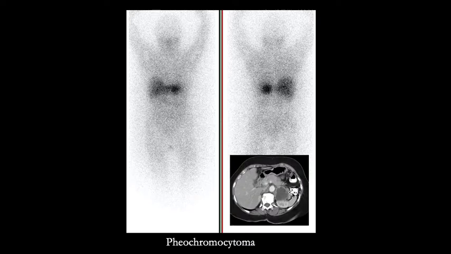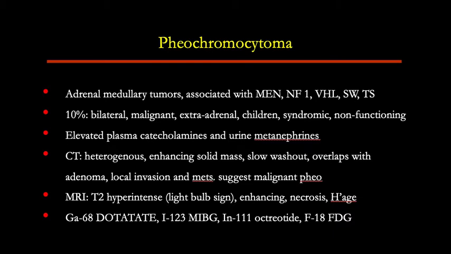We are looking at a left adrenal pheochromocytoma in this patient, seen here on the anterior and posterior whole body images using I-123 MIBG. So what do we want to remember regarding pheochromocytomas? These are adrenal medullary tumors associated with multiple endocrine neoplasia, neurofibromatosis type 1, von Hippel-Lindau disease, Sturge-Weber syndrome, and tuberous sclerosis. They have this 10% rule where 10% are bilateral, malignant, extraadrenal, seen in children, associated with syndromes, and are non-functioning.